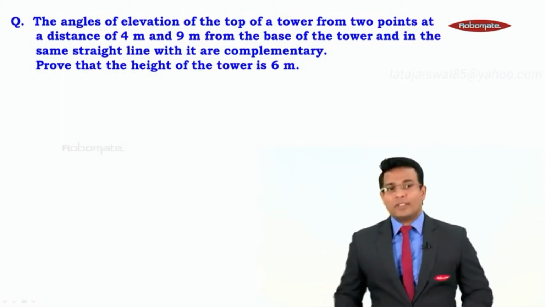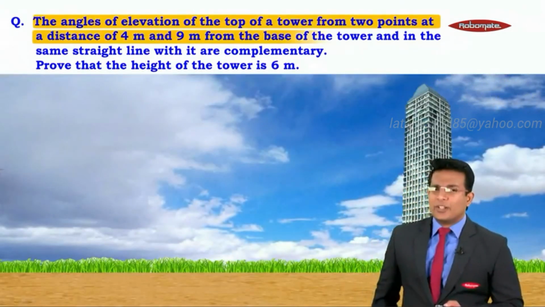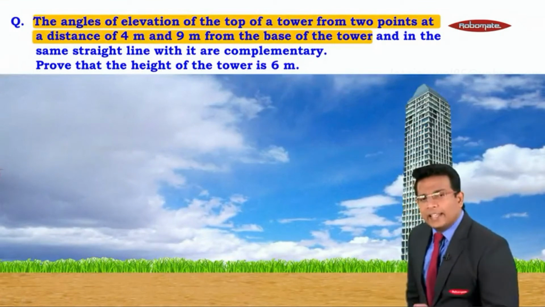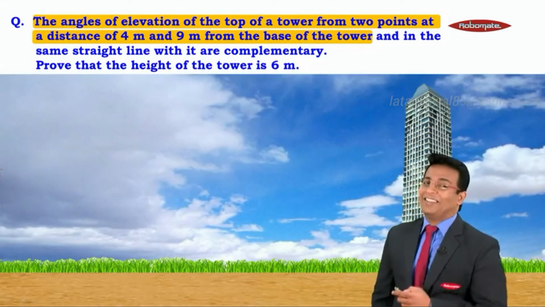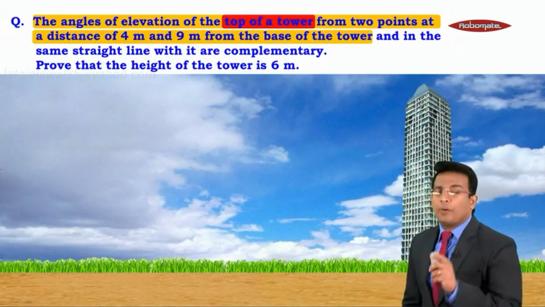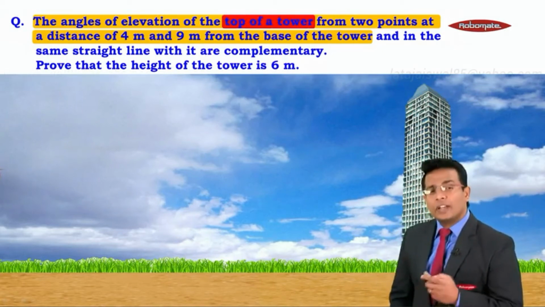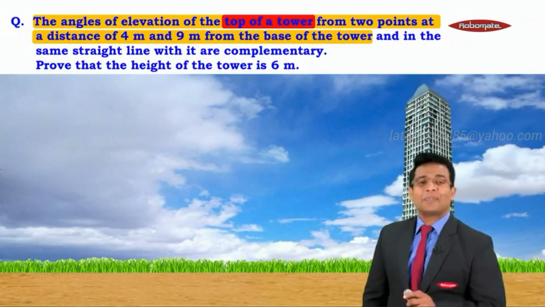Now, when you read the sum, it seems to be very confusing. At least we know that there is a tower which is existing here. We're talking about a tower, and they're talking about angles of elevation. That means there is more than one angle formed. What have they said? The angles of elevation of the top of a tower. That means these angles of elevation are formed when an observer is observing the top of the tower, right?